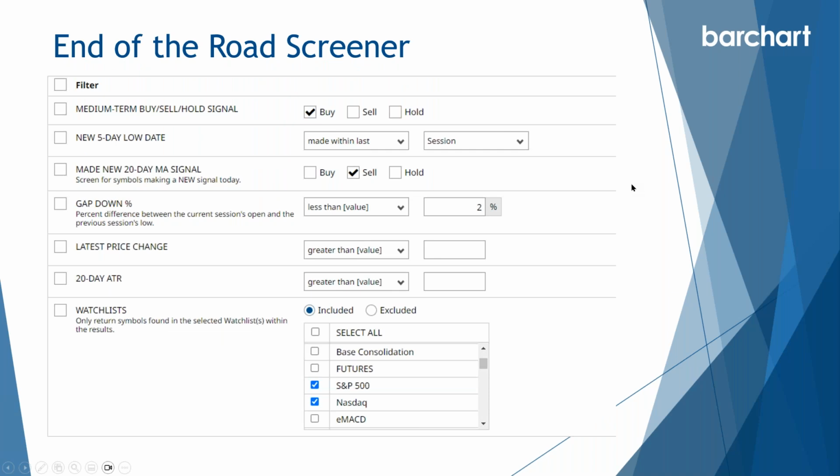So this is what Gene was talking about. In the slides, there's that end of the road screener that you can use. And again, this is just a pool of candidates that I was fishing from. Again, you could pick your own pool.